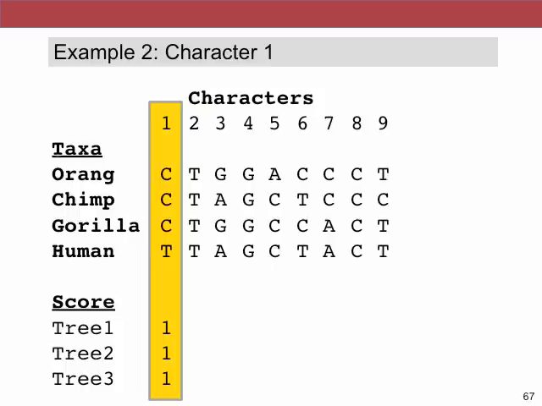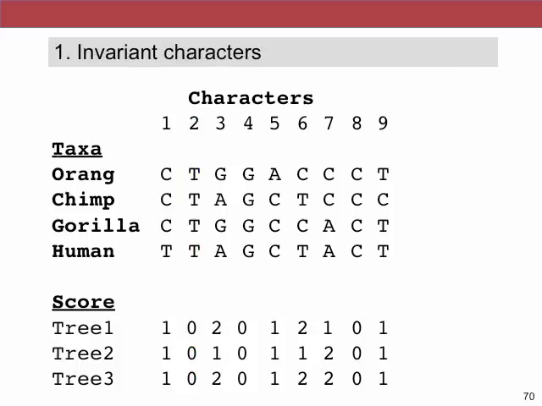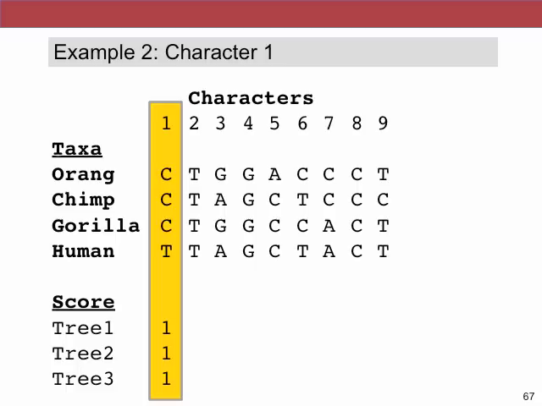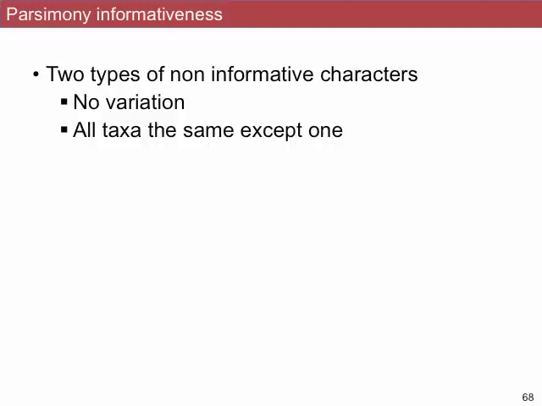So here is another character that turns out to be uninformative, which is character 1. There is variation here, but the variation does not allow us to distinguish among any of the trees, right? Each tree scored 1. They required a change, but they all required an equal number of changes. So another rule that we can come up with is if all of the taxa except 1 have one character state, and one of the taxa has another character state, like this, then that's also not informative. In essence, every tree pattern is going to require one character state change. So these are two rules for identifying non-informative characters: no variation, and all the taxa are the same except 1.